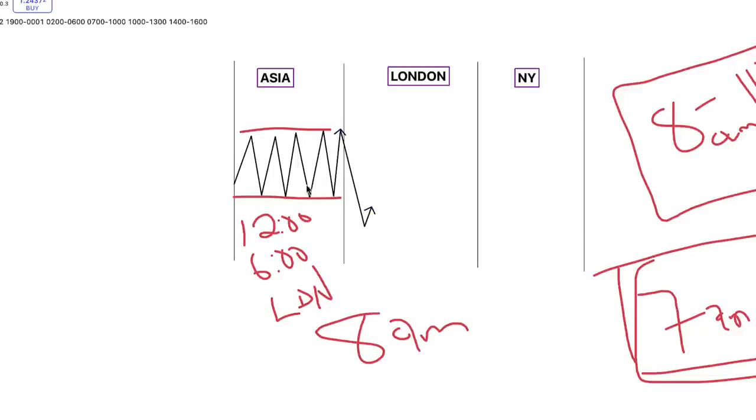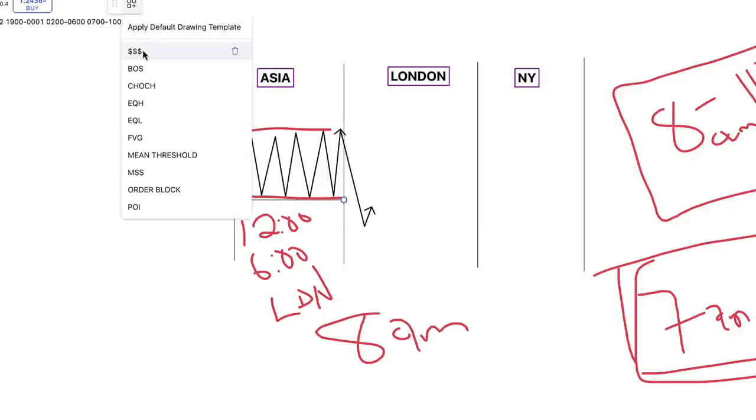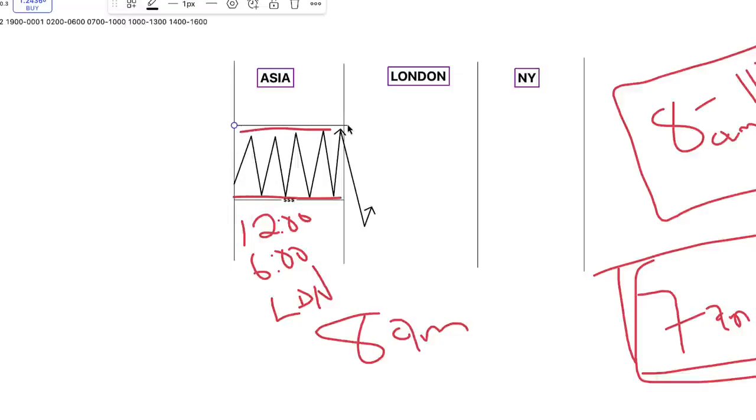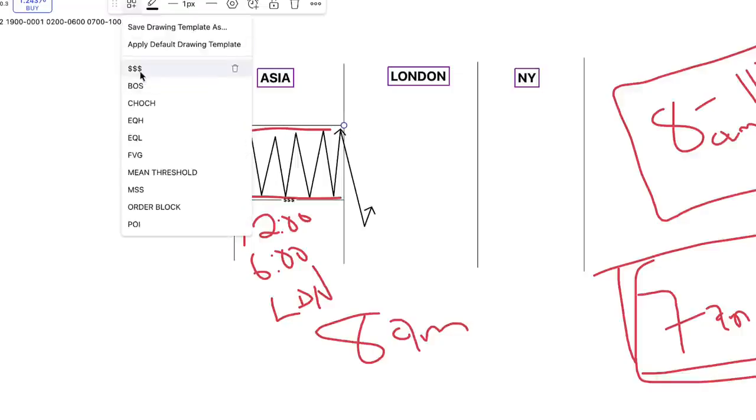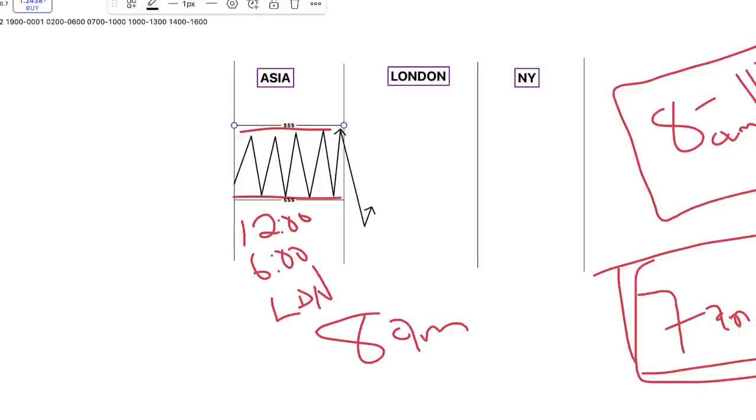So if we clear liquidity below this, that is what we need to see, or above this, that is what we need to see. There is a context at which you will trade this.